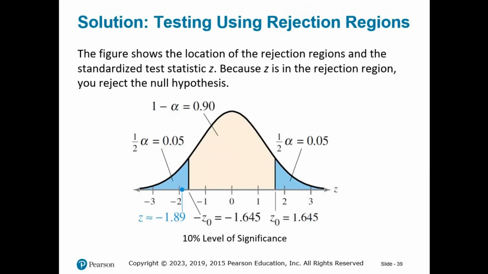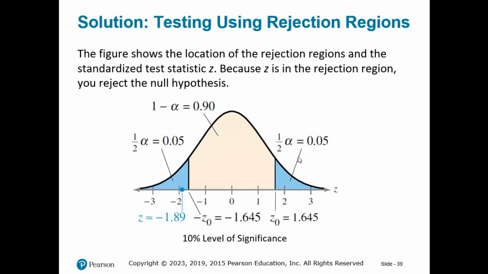Our rejection region is here, in the blue section, where it says 0.05, because it was 10%, we had to divide that in half. When we plot our z-value on this graph, negative 1.89, you see it right here in blue, is within the rejection region on the negative side. So that means we reject the null hypothesis.